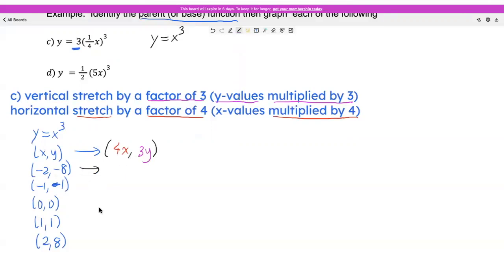Let me first do the x's. I multiply all of the x values by 4. So -2 becomes -8. -1 becomes -4. 0, 0 times 4, still 0. 1 times 4, 2 times 4. These are the new x values. The y values, they're all multiplied by 3. -8 times 3. -1 times 3. 0 times 3. 1 times 3. 8 times 3. These are the new key points. And that's the points I'm going to plot over here.